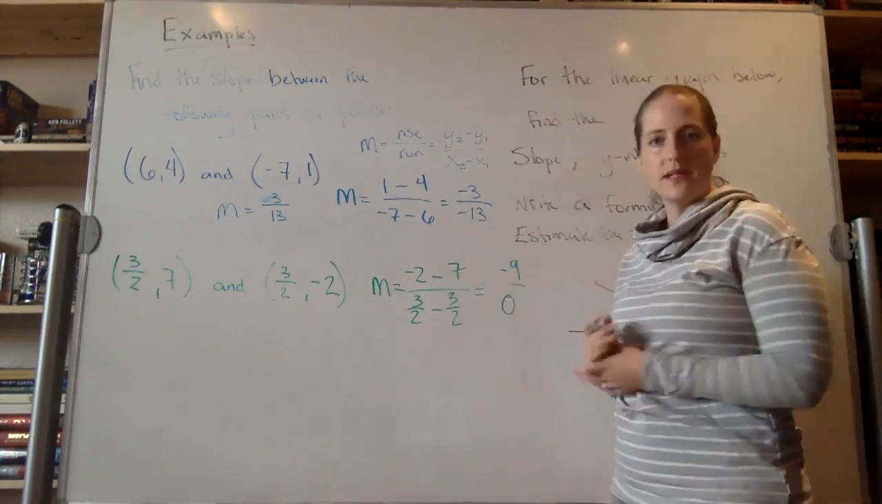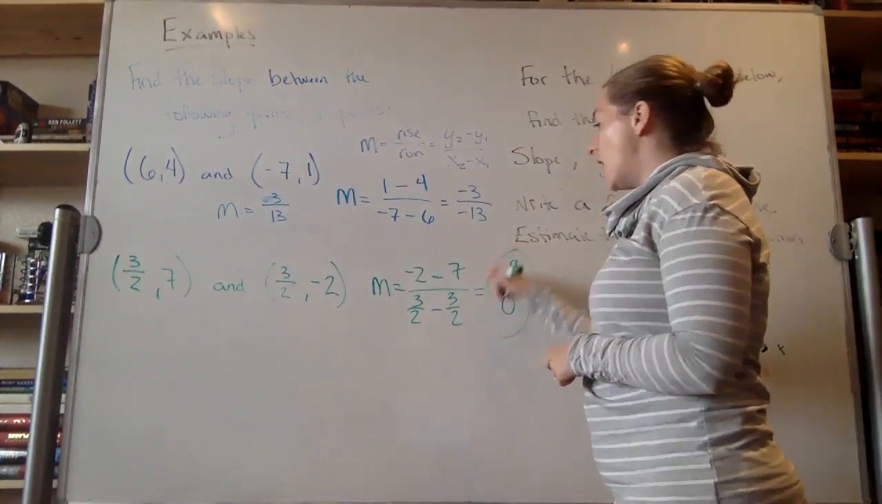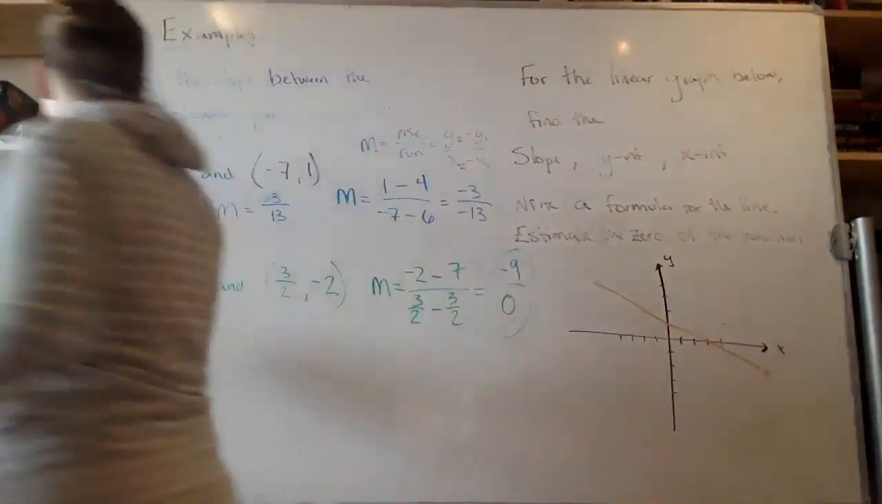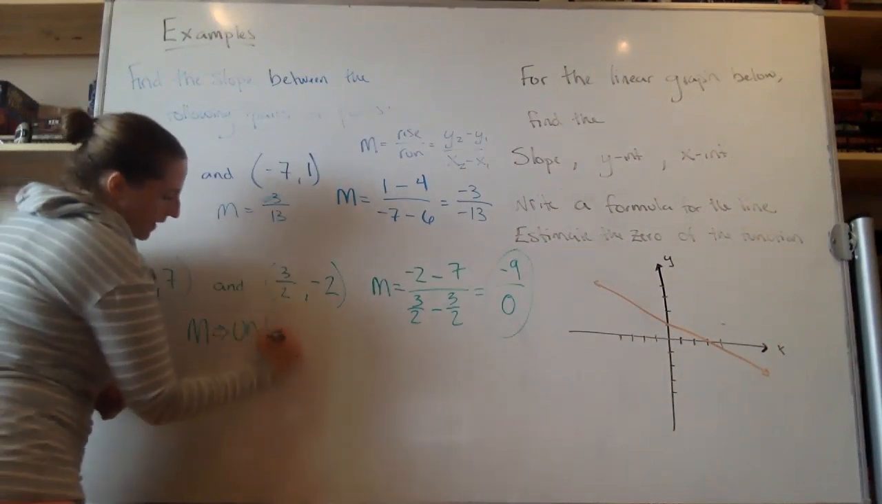Uh-oh, we have division by 0. What happens when we have division by 0? Well, this quantity is undefined. That means our slope is undefined. So our slope is undefined.